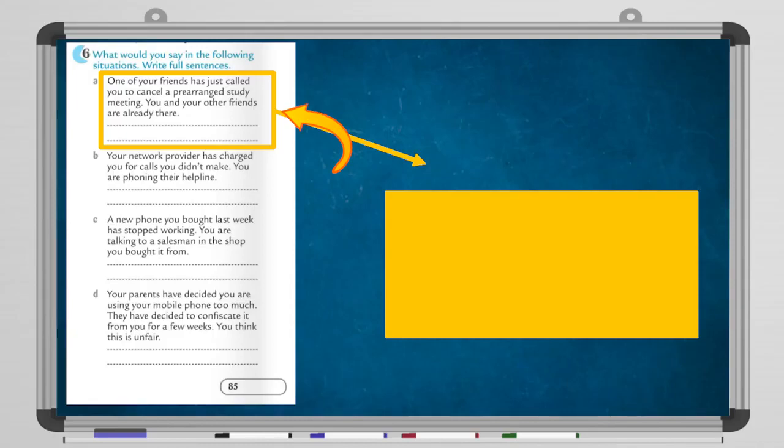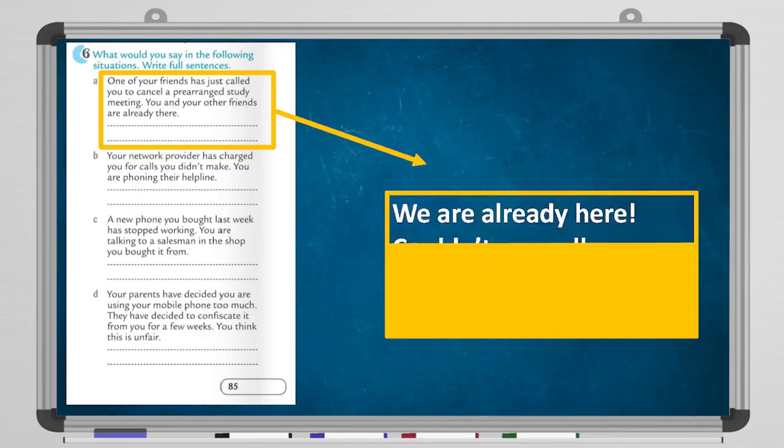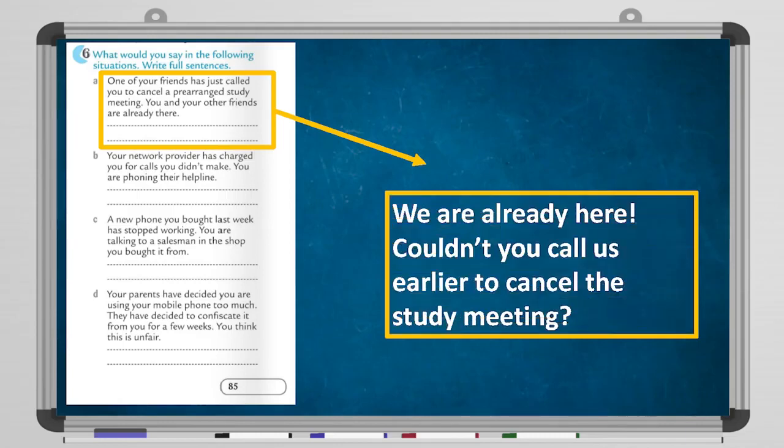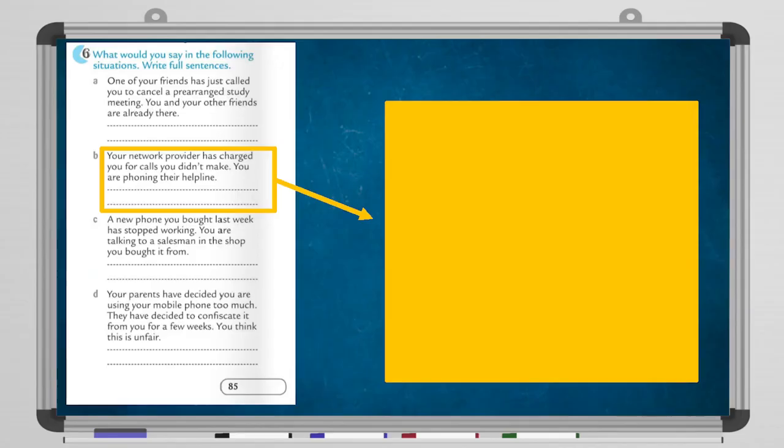One of your friends has just called you to cancel a pre-arranged study meeting. You and your other friends are already there. So, how will you respond to your friend? What will you say? You are already there waiting for her and she cancelled at the last moment. You will respond, "We are already here. Couldn't you call us earlier to cancel the study meeting?" Okay, is it clear? So you imagined yourself there and you responded naturally to it.